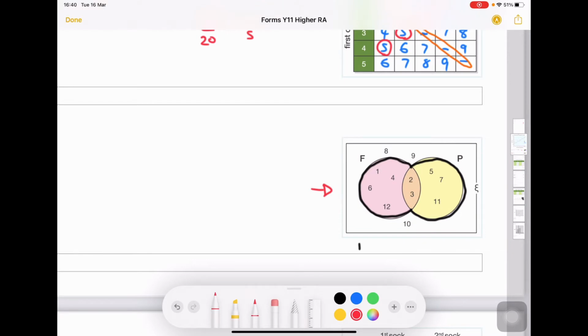So let's write it in order: 1, 2, 3, 4, 5, 6, 7. So all the numbers apart from 8 and 9, then 10, 11, 12. And we need to remember the braces at the end. So here it is, I think that's right. Yes. As I said, the only ones we haven't included are 8, 9, and 10.